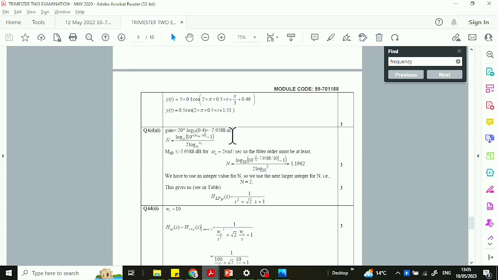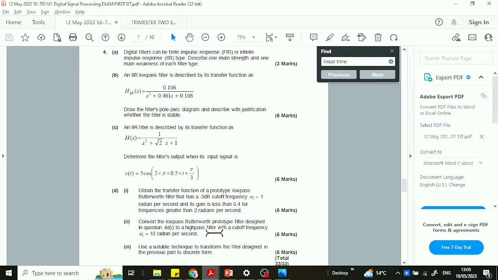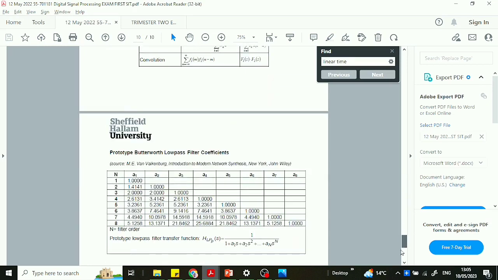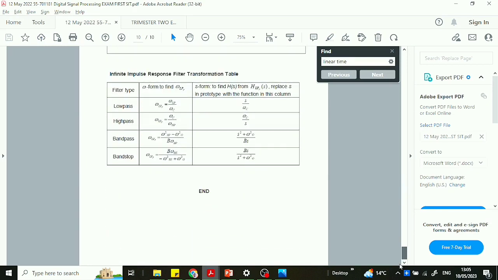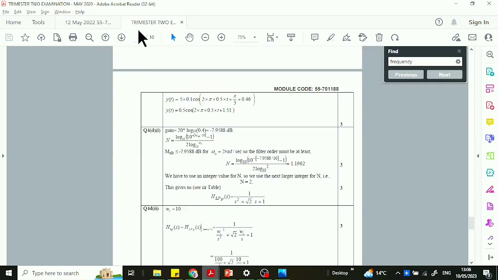Now this again, like I said here, you need to use the appendix a lot in number 4. Low pass, high pass tables, substitution of formulas. You see, you have to go and look for 4D asking you for Butterworth. So you need to go to the bottom of this and look for Butterworth. Yeah, is it here? Yeah. So you take this guy and you go dump it. Don't let me make it sound unattractive. It can be very easy.